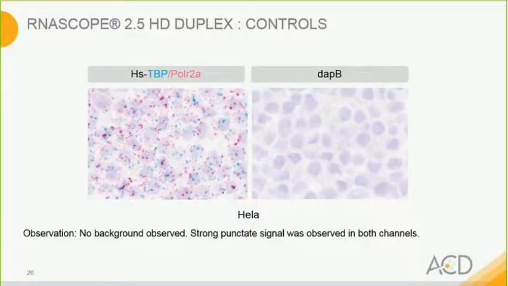These slides show the very specific, unique detection of the duplex assay in HeLa FFPE samples. You can see in the figures on your right, no background was observed when slides were hybridized with the negative control probe, step B. On the slide to your left, we can detect low-expressing targets such as TBP in the green channel and POLR2A in the red channel. We observe very strong punctate staining in both channels, and the dot sizes are very balanced.